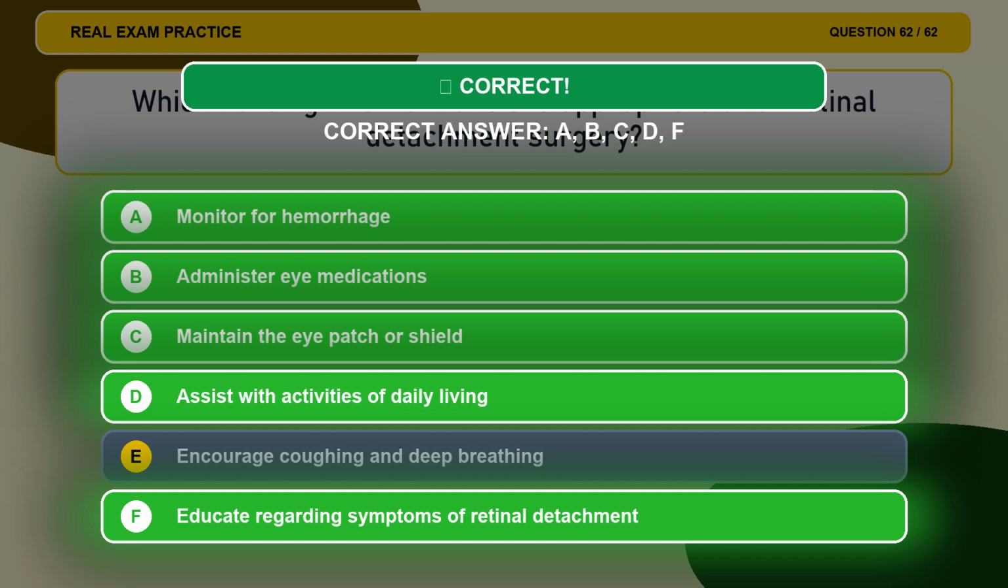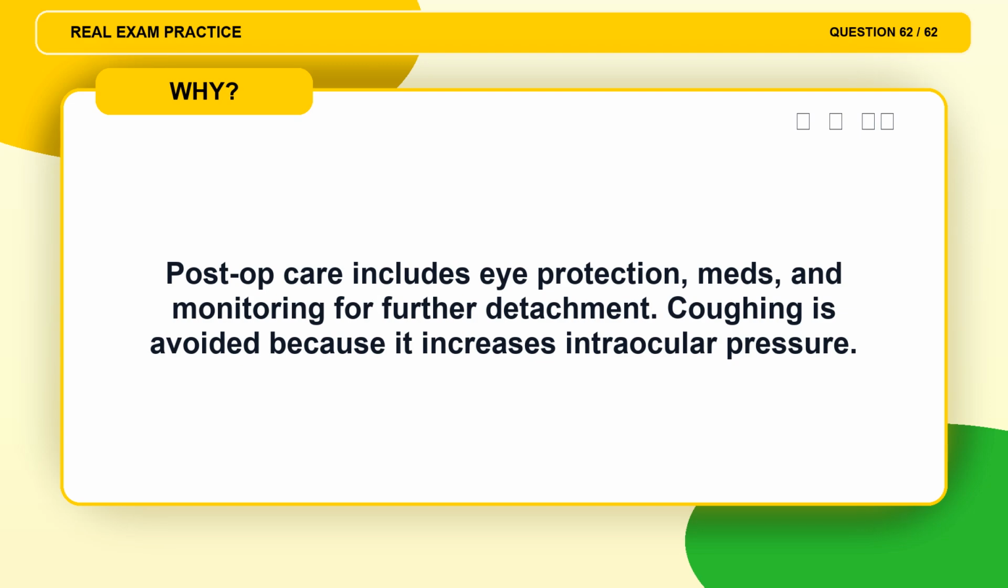Monitor for hemorrhage. Administer eye medications. Maintain the eye patch or shield. Assist with activities of daily living. Educate regarding symptoms of retinal detachment. Post-op care includes eye protection, meds, and monitoring for further detachment. Coughing is avoided because it increases intraocular pressure.